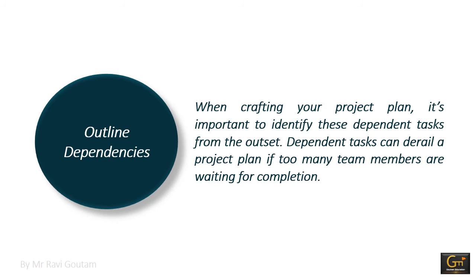So dependent tasks can derail a project plan if too many team members are waiting for completion. So it's vital to note dependent tasks on your project plan so they can be linked. This linking shows team members the importance of one task being completed before another can be started.